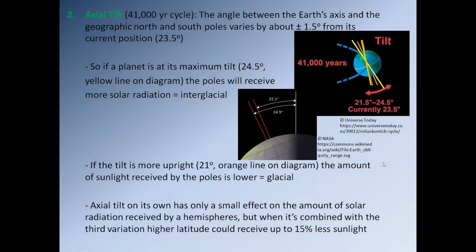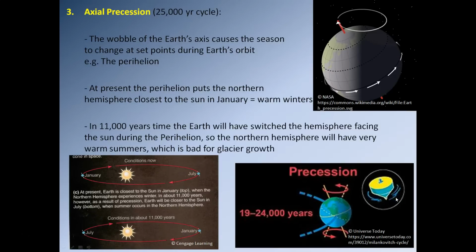So this actually has a relatively minor effect on global temperatures, but when it's combined with the next variable, it can have quite a significant effect, because it can lead to a decrease of up to 15% in the amount of solar radiation received by the poles. So the third variable is axial precession. This covers the Earth's wobble. Essentially the Earth spins like a spinning top. It doesn't spin in a nice controlled way, it has a wobble, so it wobbles around an axis.